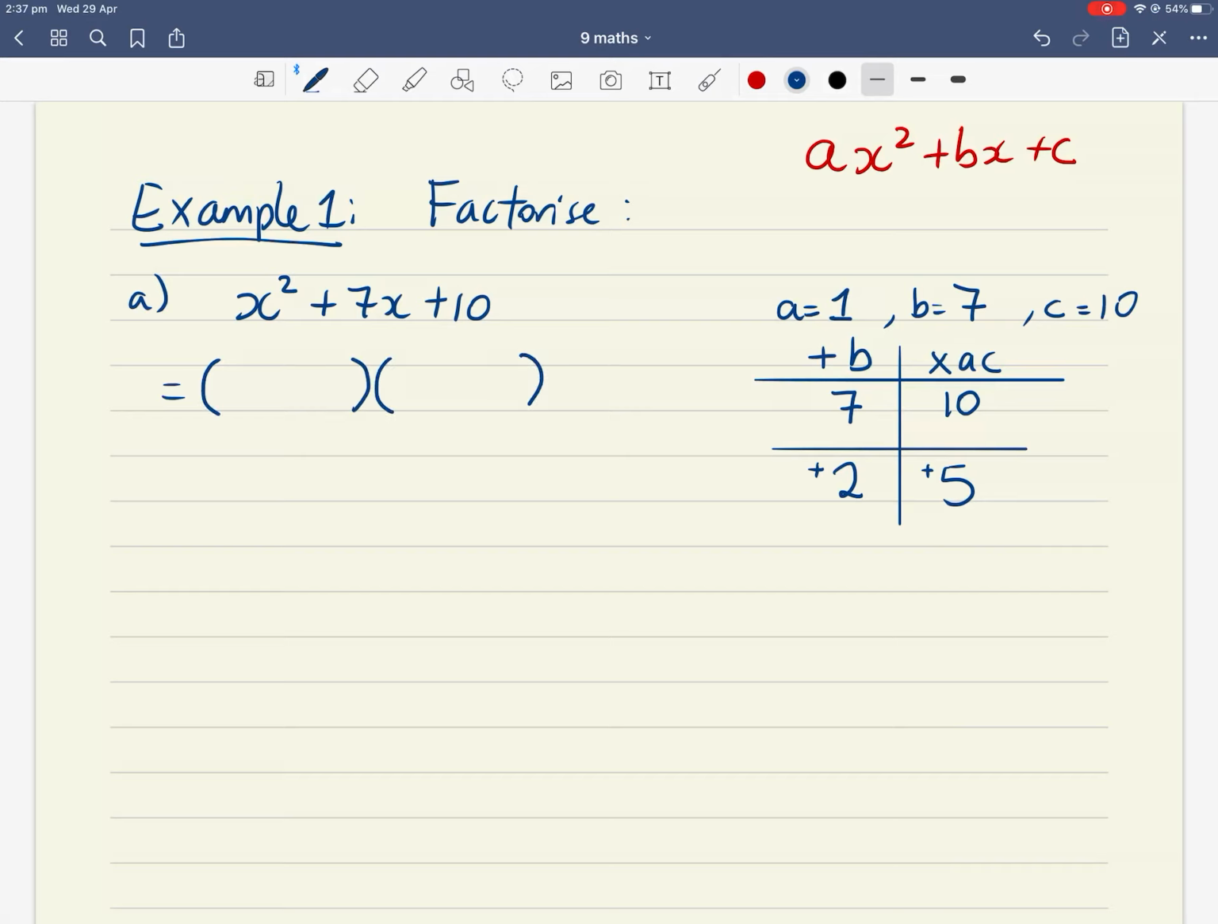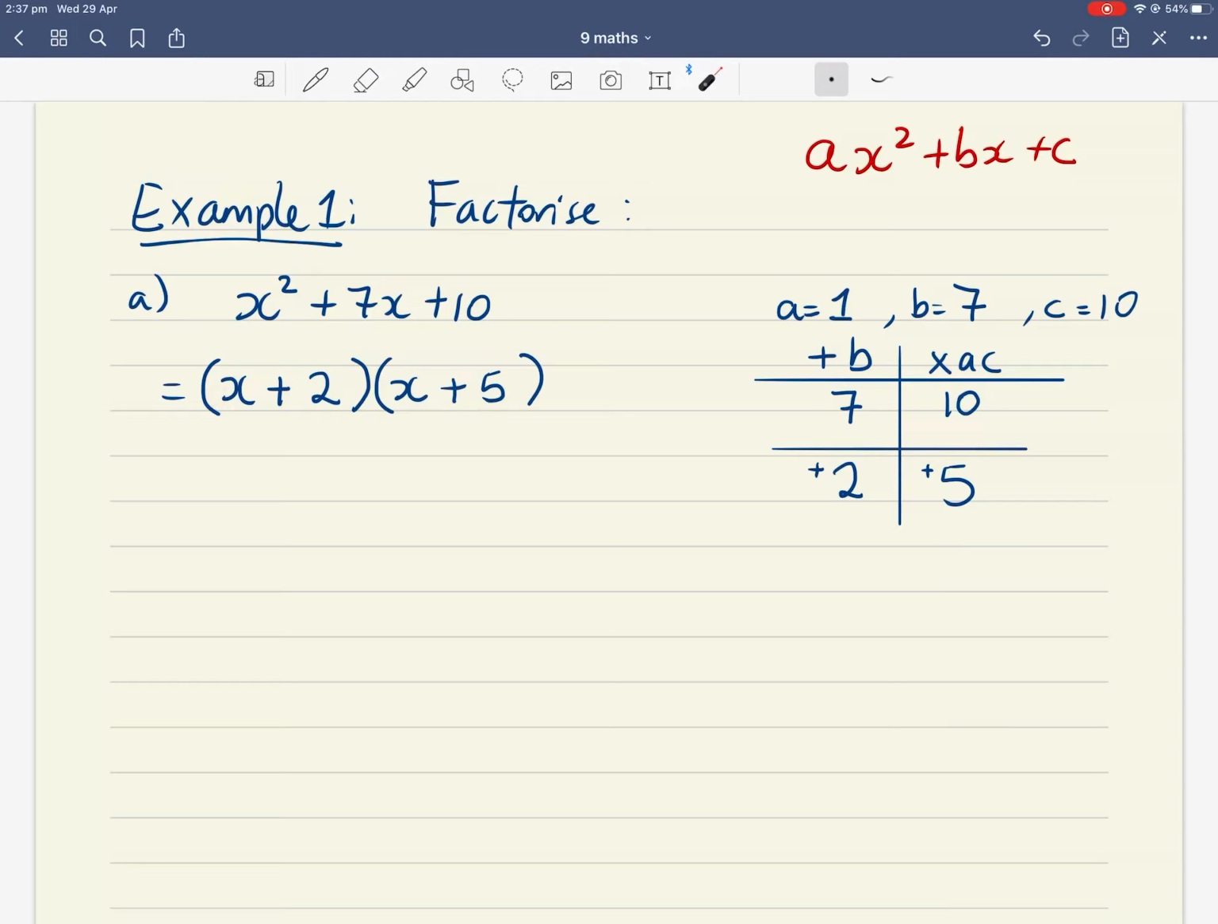So then what you would do is write a bracket, a bracket, back to your solution. Because you have x squared, you would write x inside the two brackets. Now this is where your two numbers come in. We established that one number is positive 2 and the other number is positive 5. So in the first bracket, we write positive 2 or plus 2. In your second bracket, you would write positive 5 or plus 5.